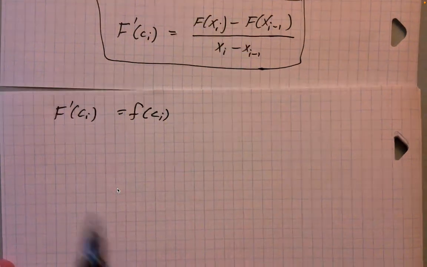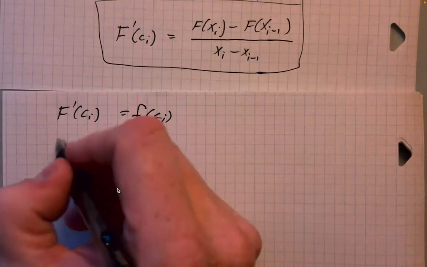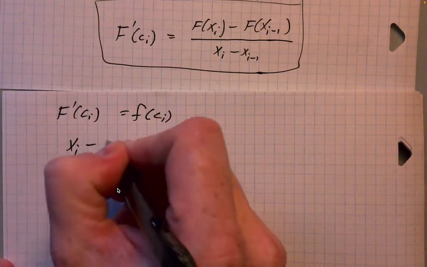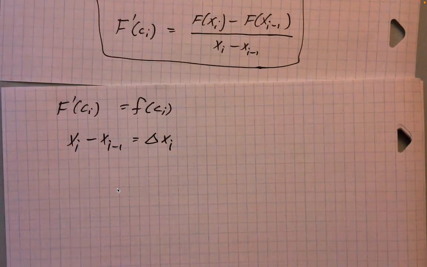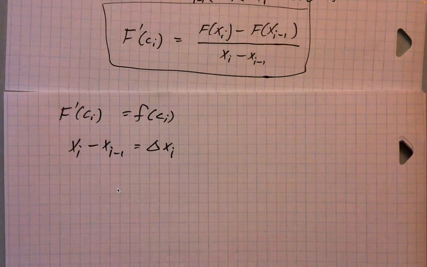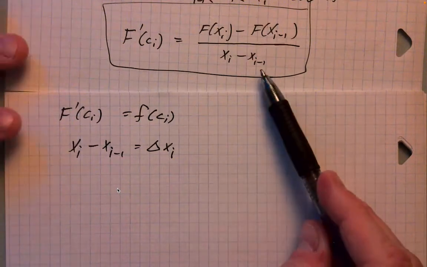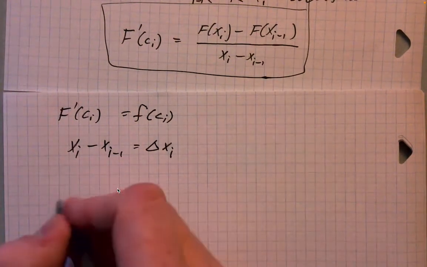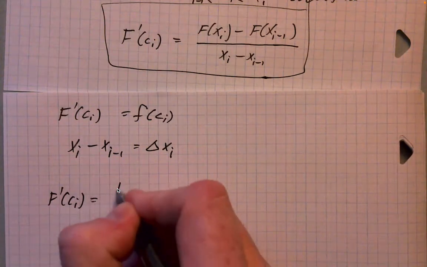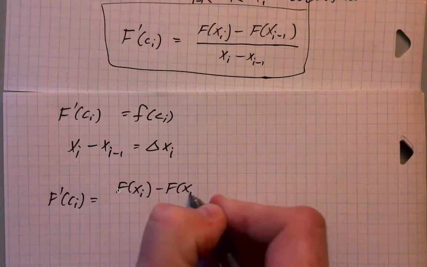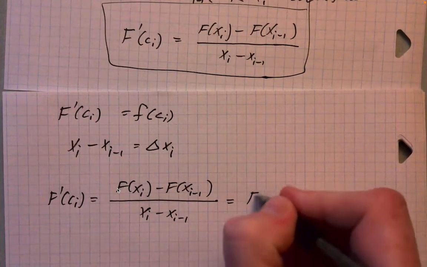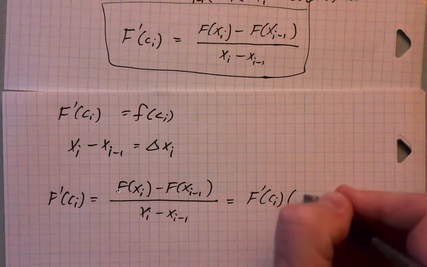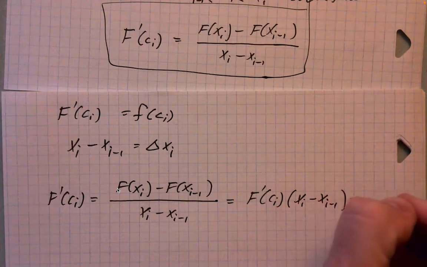Okay, so that's a fact. It's also fine to write xi minus xi minus 1 as your delta xi. That's just the change between xi and xi minus 1, so that's just notation. Okay, so let's take this previous equation and re-express it. So f prime of ci equaling this is going to imply that f prime of ci times delta xi equals this difference.